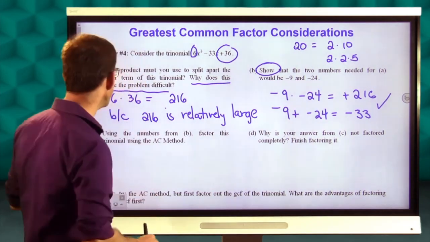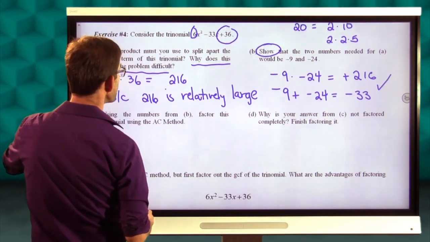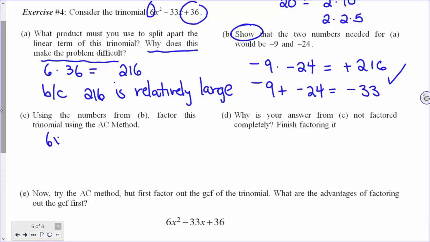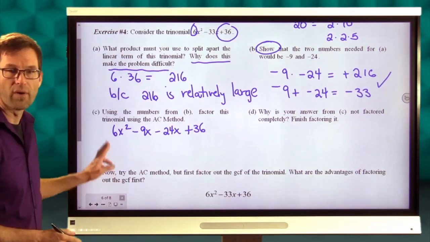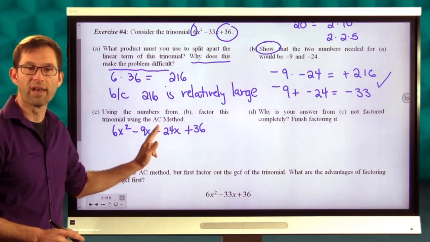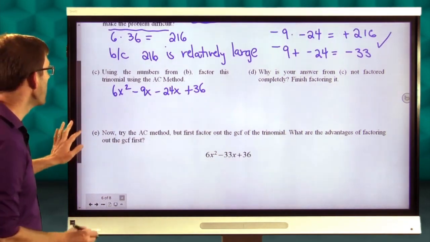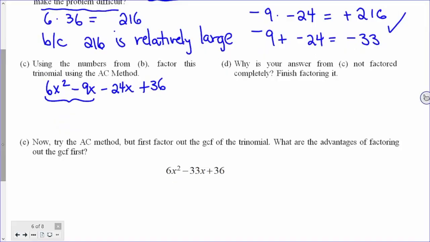All right, let's go through it. So what we're going to do is take this trinomial, 6x squared, and break it into minus 9x, minus 24x, and then plus 36. Great. So I've broken down my linear term into negative 9x and negative 24x. Now let me do my GCF factoring. Here I can pull a 3x out, and I'll end up with 2x minus 3. Here, what can we pull out? We can pull out a negative 12, and that will give us 2x minus 3.